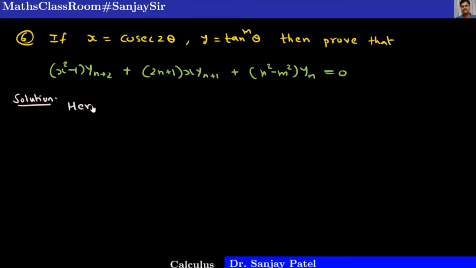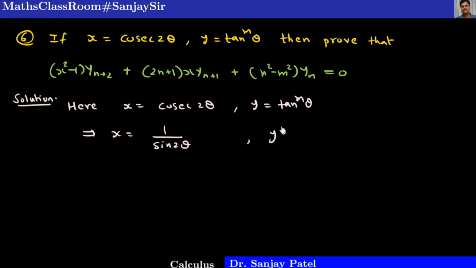Here we have x is equal to cosec 2 theta and y is equal to 10 raised to m theta. This I can write as x is equal to 1 upon sine 2 theta, and this I can write as y raised to 1 upon m is equal to 10 theta, taking 1 upon mth root on both the sides. Just for simplicity, let us call this say t.